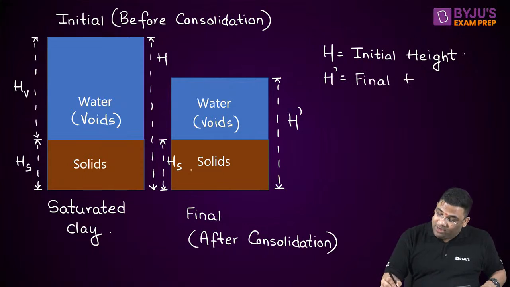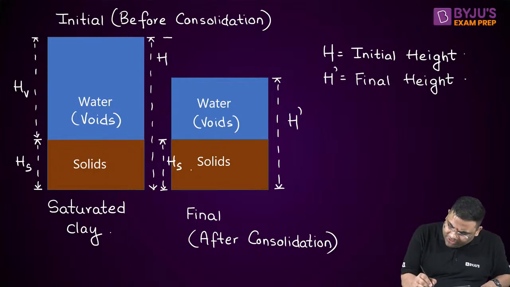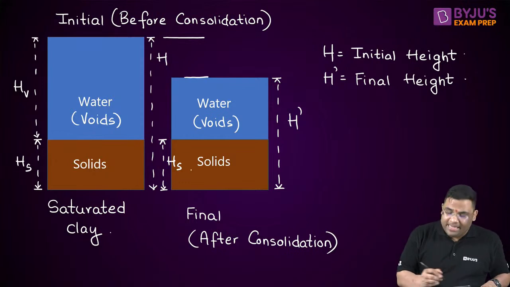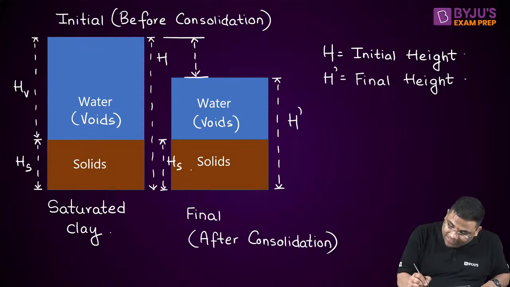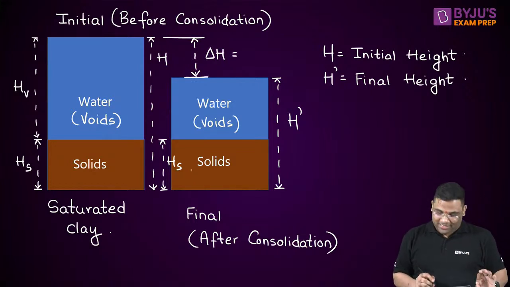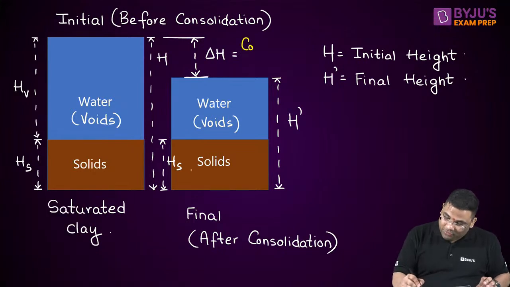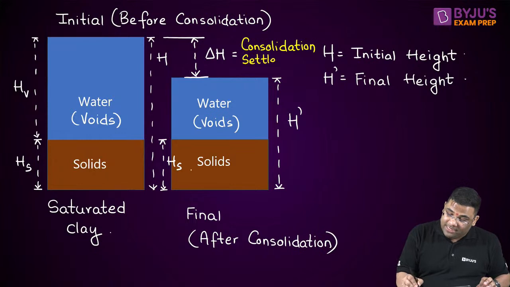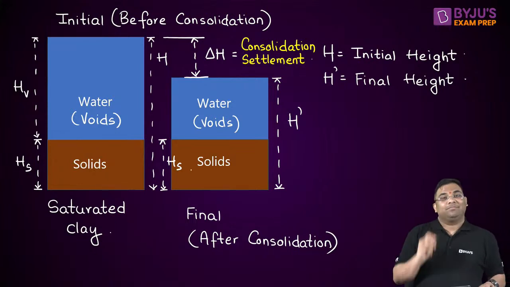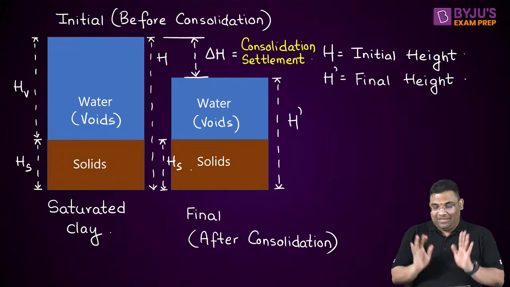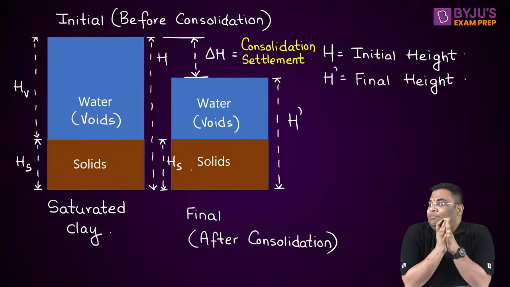Is the diagram clear to everyone? Yes, it is clear. Okay. Now, you see this was the initial height and this is the final height. Can I say this delta H is the consolidation settlement? Yes, this delta H is your consolidation settlement. Now we will derive some relationship between these and find out how to find delta H.